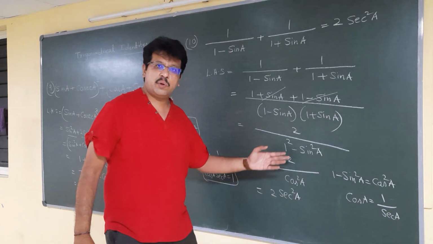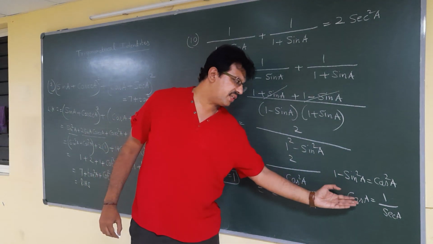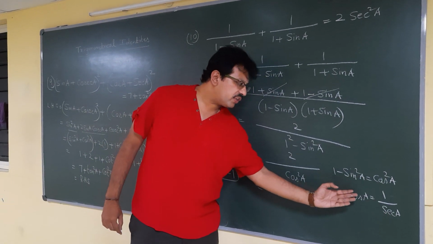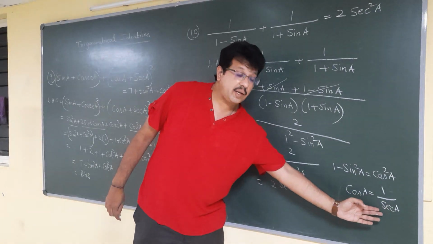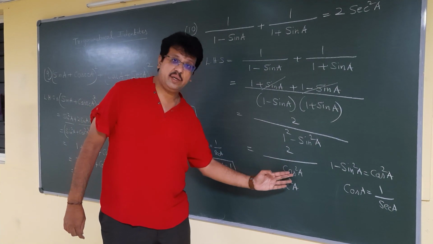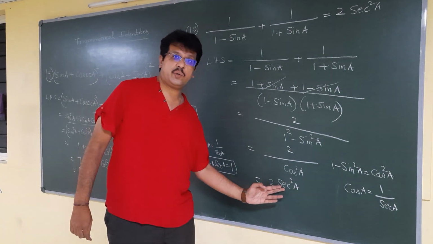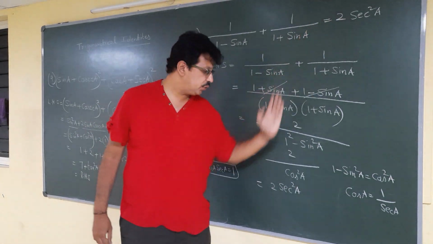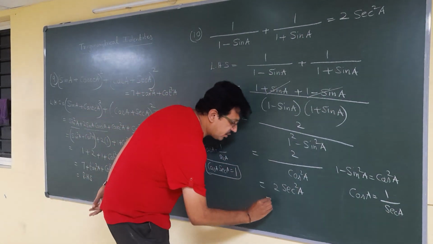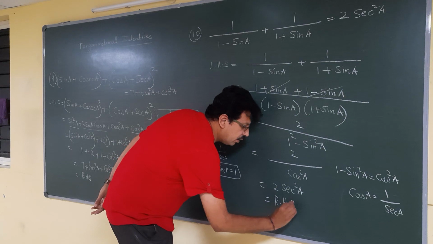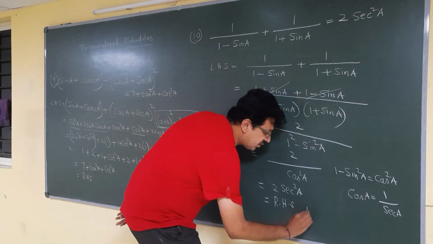It's again a reciprocal relation, children. Since it is cos A, it is 1 by secant A. If it's cos square A, it is 1 by secant square A. So here it is 1 by cos square A, so we should write secant square A. Secant square A, that is nothing but RHS, 2 secant square A. So that is RHS. So children, we have proved LHS equal to RHS.